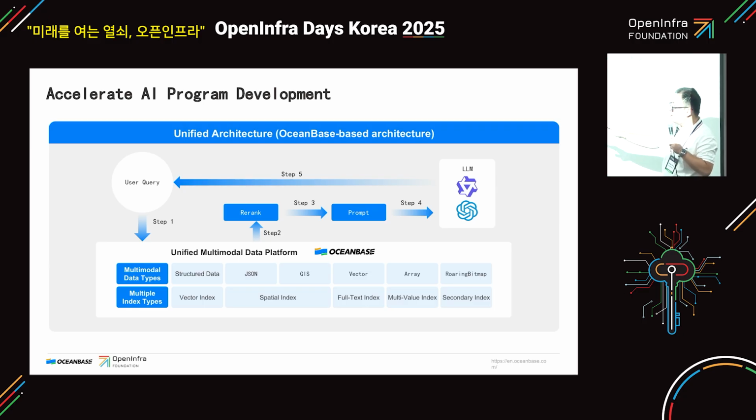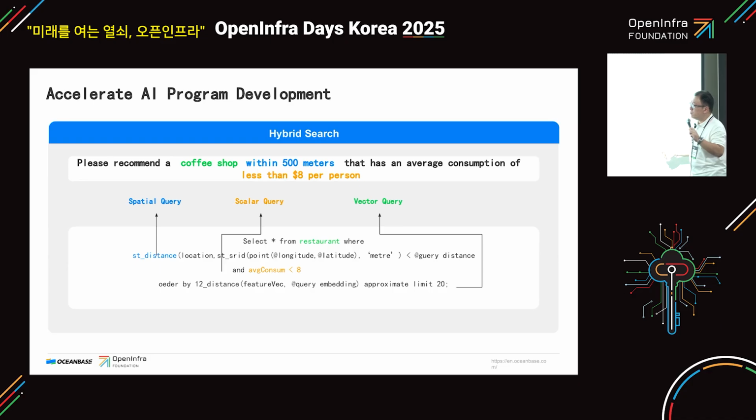OceanBase supports multi-model data types, such as structured data, JSON, GIS, vector, and others. In the unified data platform, the customer can perform hybrid queries in OceanBase. And in this example, in OceanBase, we can transform the natural language input into a single hybrid query SQL statement. The SQL statement includes three different queries: a spatial query, a scalar query, and a vector query.